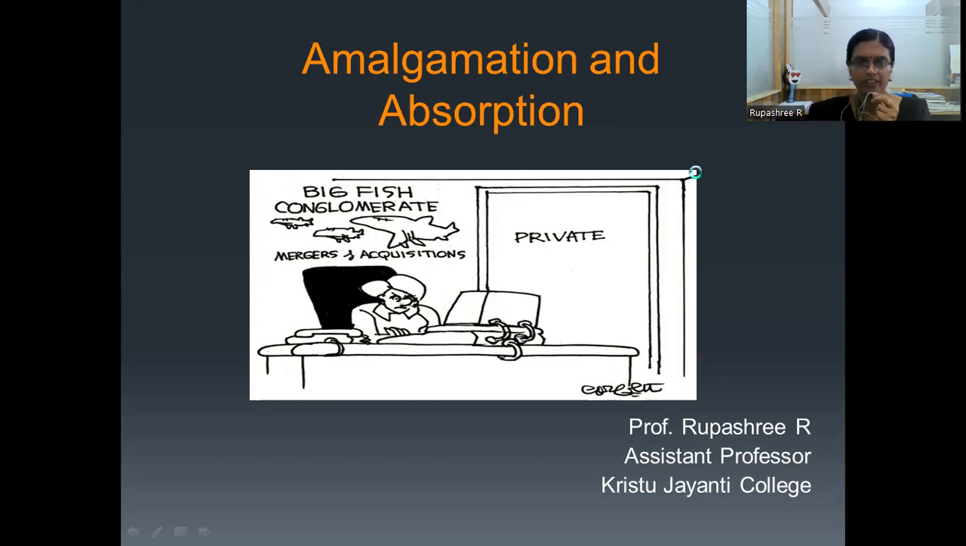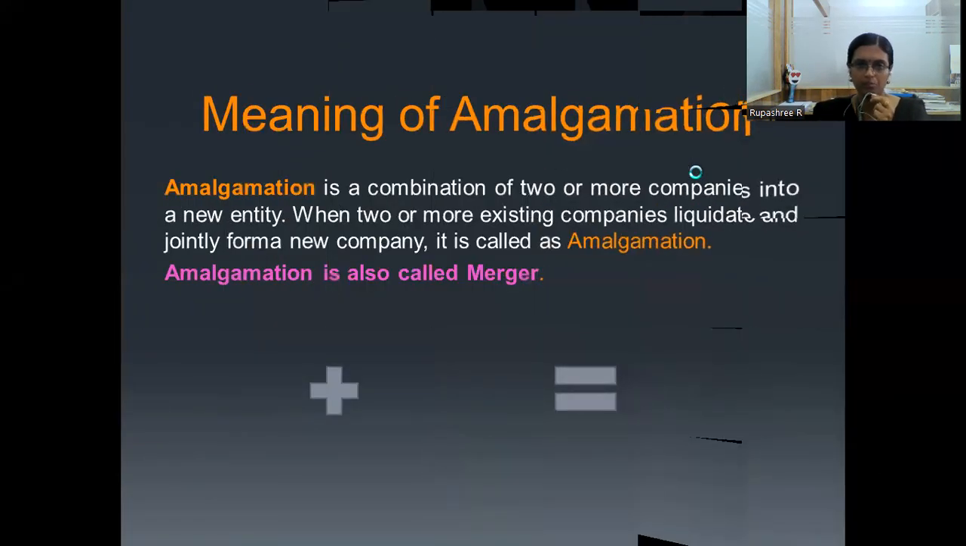So first we will try and understand what you mean by amalgamation. The word amalgamation is also called a merger. A merger is nothing but a combination of two or more companies into a single company. So in case of amalgamation, two companies that are already existing in the market try to liquidate themselves and form a new company.